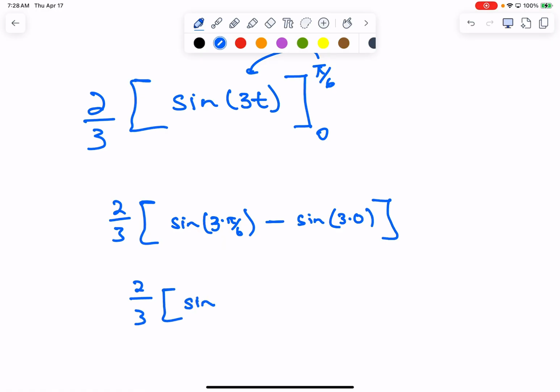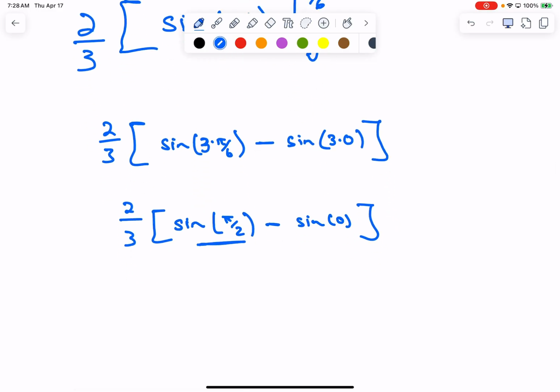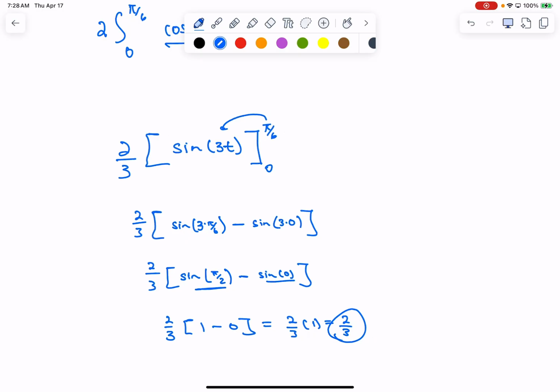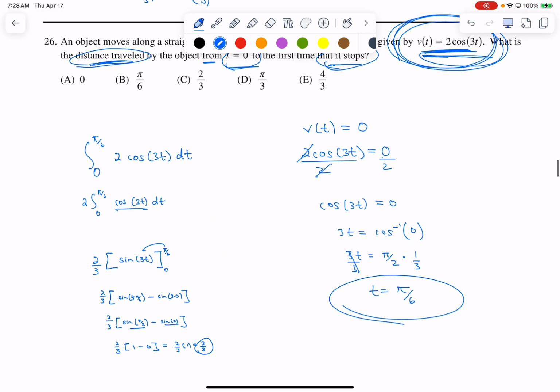All right, what's 3 times pi over 6? Pi over 2. Minus sine of 0. All right, sine of pi over 2 is 1, I believe. Minus sine of 0 is 0. So you're going to have 2/3 times 1, which ends up being a distance of 2/3. So the answer is 2/3. So the answer is C.